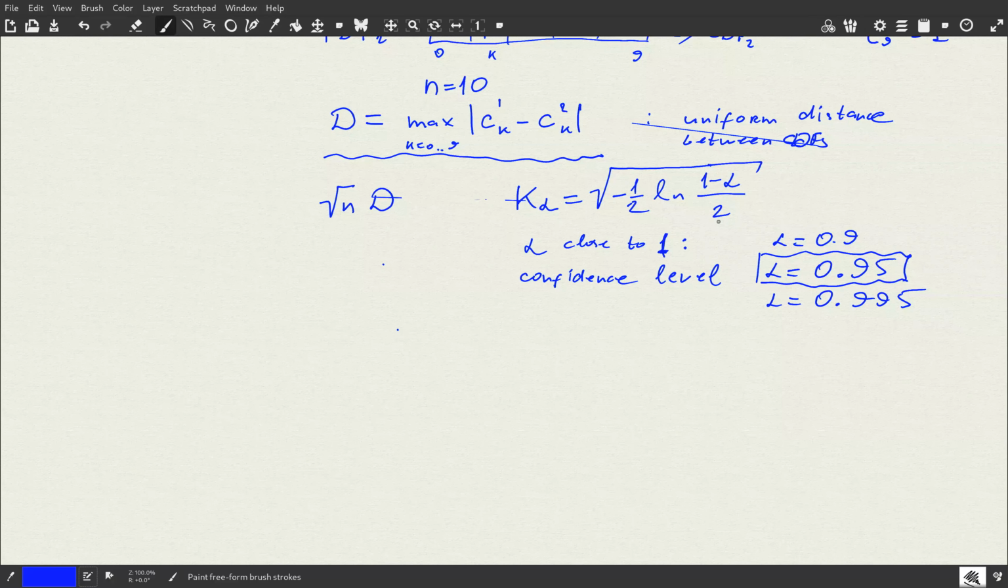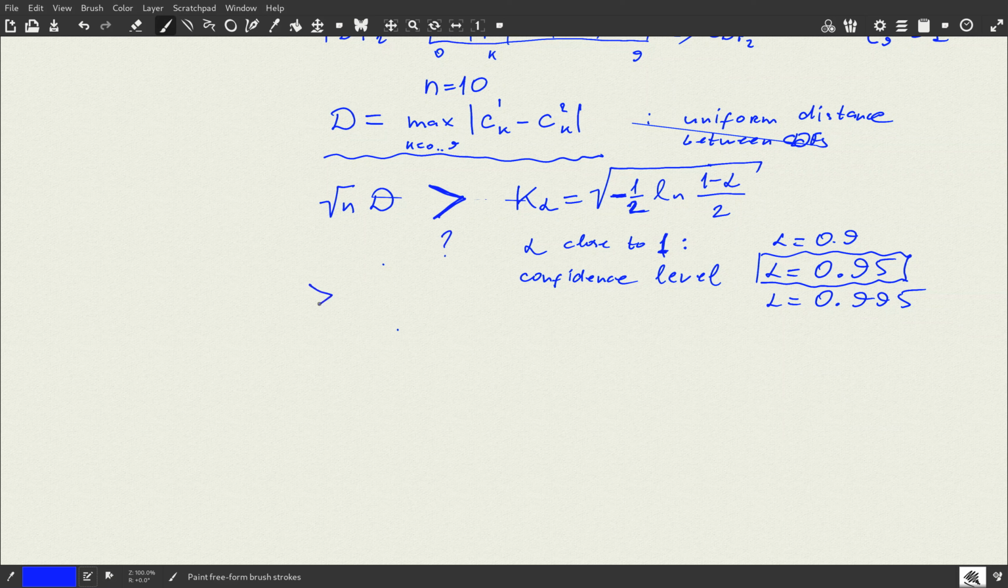Obviously, one minus alpha halved is less than 1. The log is negative, and therefore the whole expression under the square root is positive, because we have a minus here. And therefore, k alpha is indeed computed. So the question is whether this square root of n times d is greater than k alpha.